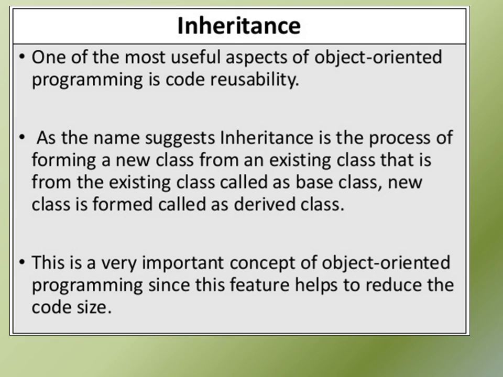See the next characteristic, that is inheritance. One of the most useful aspects of object oriented programming is code reusability. As the name suggests, inheritance is the process of forming a new class from an existing class. That is, from an existing class called the base class, a new class is formed called the derived class. That is the parent class and the child class. This is a very important concept of object oriented programming, since this feature helps to reduce the code size, and we use it many times.